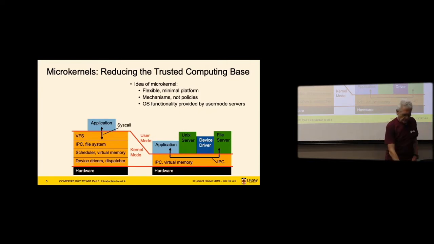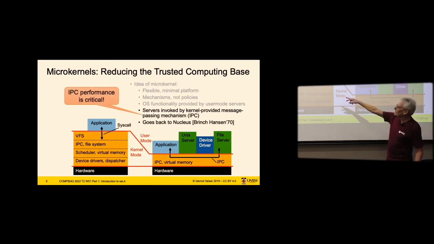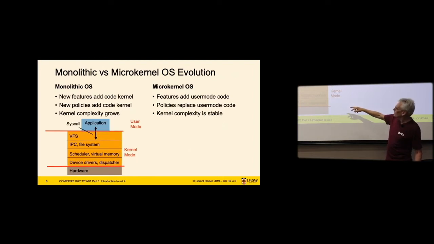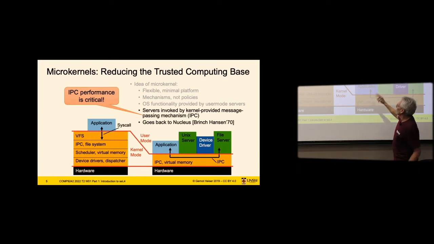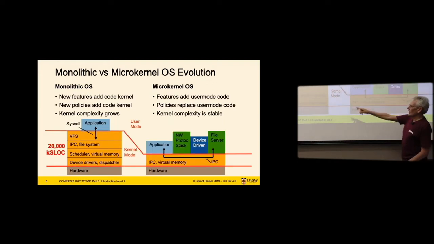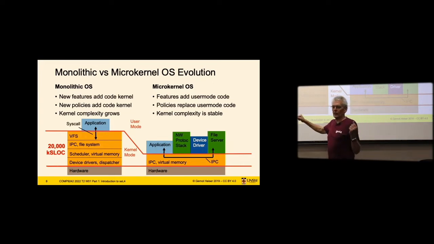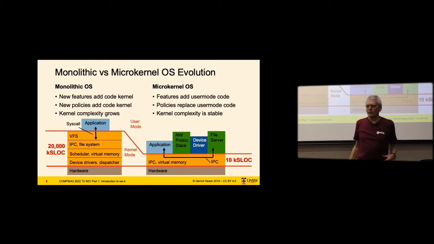And this is where we have a real difference, where in the monolithic system, I was jumping ahead of myself. This is this slide. In the monolithic system, you have order of tens of millions of lines of code in the kernel. Whereas in the microkernel, a well-designed microkernel like seL4, you got 10,000.